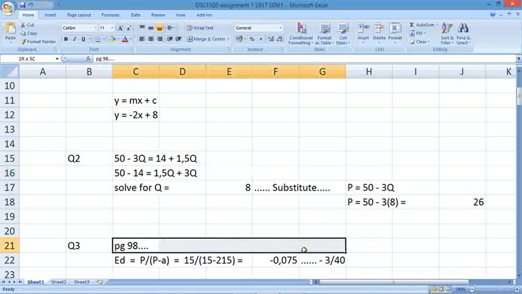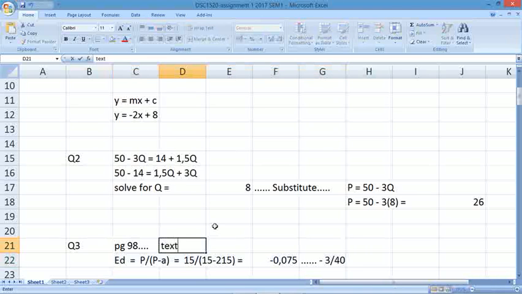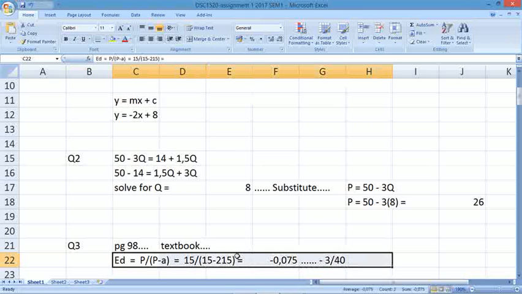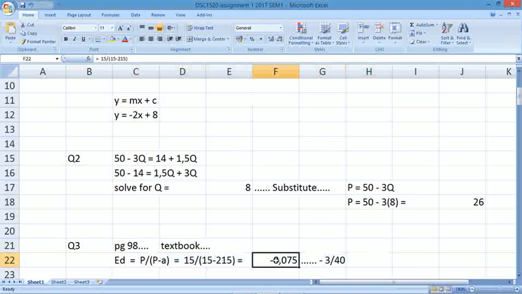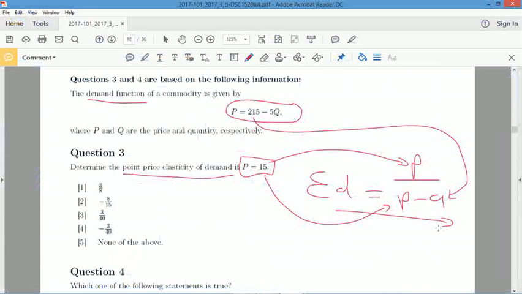I've given a page reference here for any of you who want to refer to the textbook. The textbook gives you a note there about the point price elasticity of demand. It's P over P minus A. If I substitute the 15 and the 215, I get an answer of negative 0.75, which you can convert back to a fraction, which is negative 3 over 40.